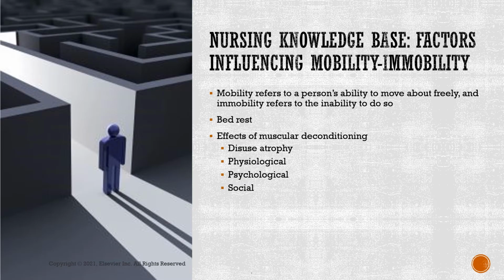What factors influence mobility? Are we able to move about freely? Immobility means we are unable to move around freely. Bed rest can impact mobility. Muscular deconditioning occurs very quickly, especially the older the client is. We have disuse, atrophy, and physiologic, psychological, and social factors as well that all impact our ability to move.